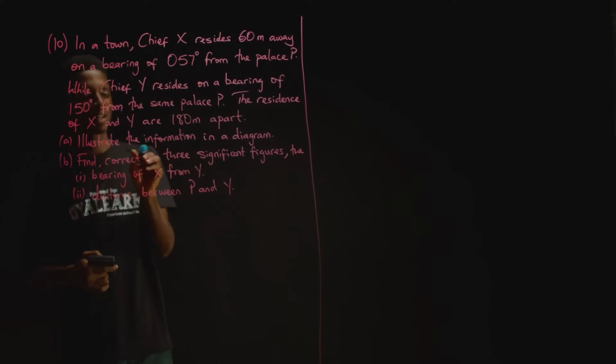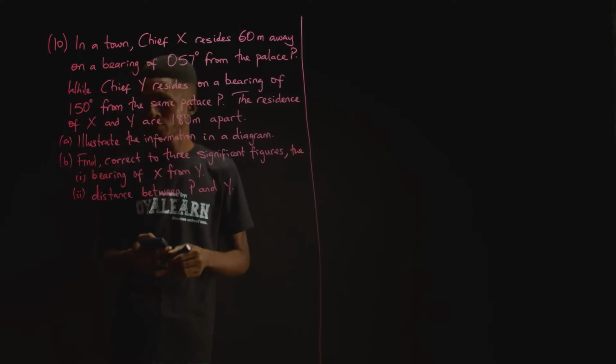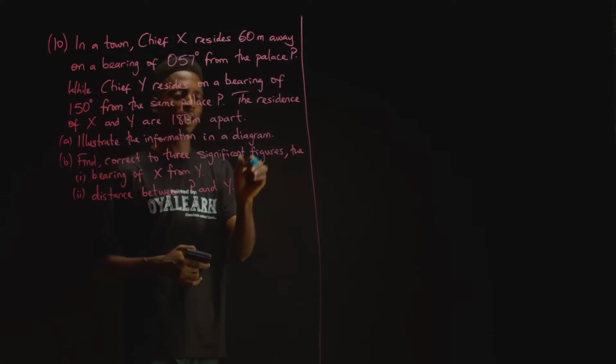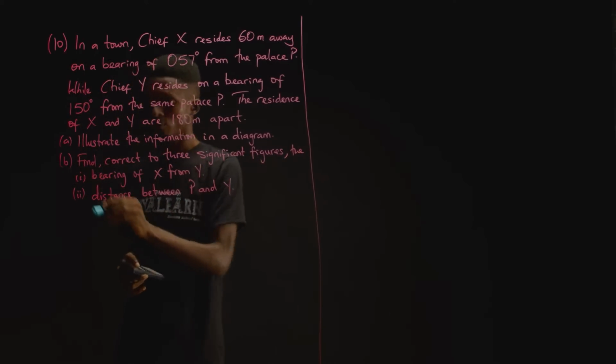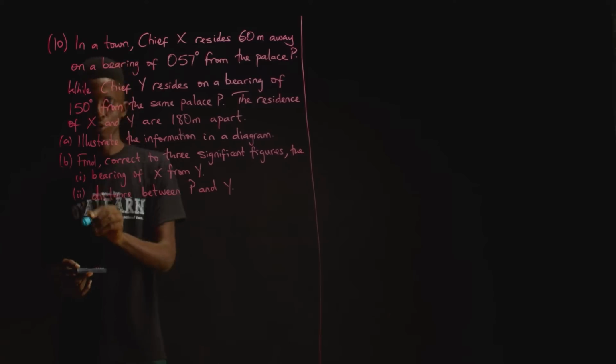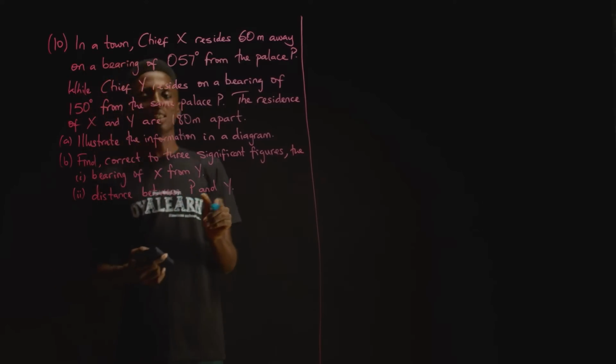A. Illustrate the information in a diagram. Then B. Find, correct to 3 significant figures, Roman numeral 1, the bearing of X from Y, and then Roman numeral 2, the distance between P and Y.